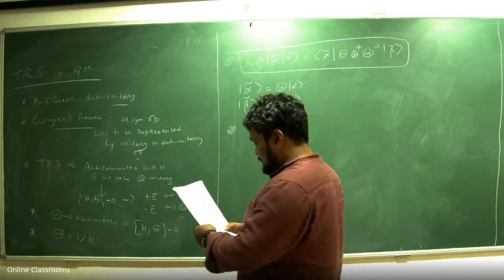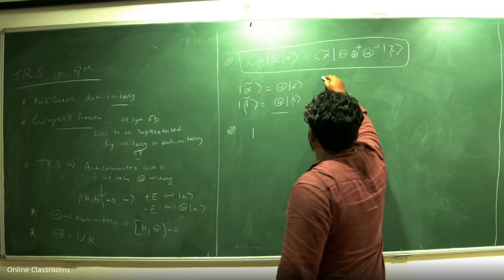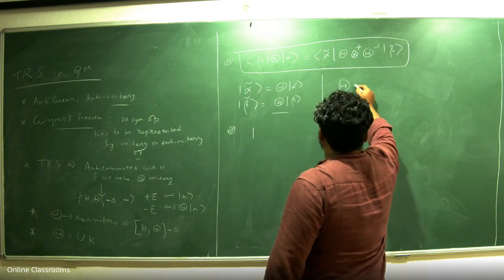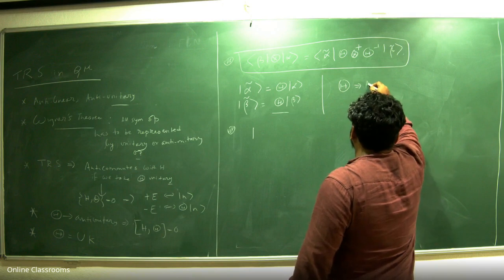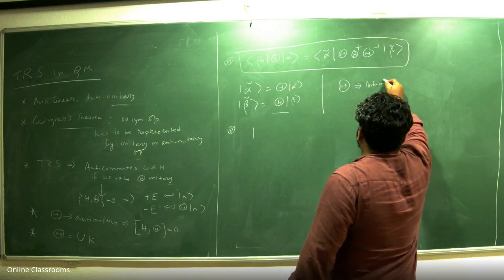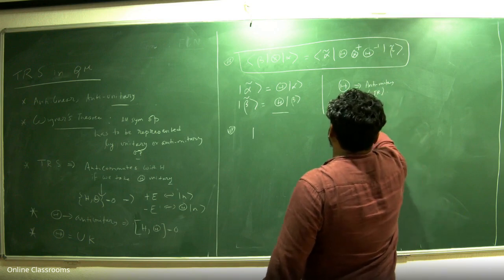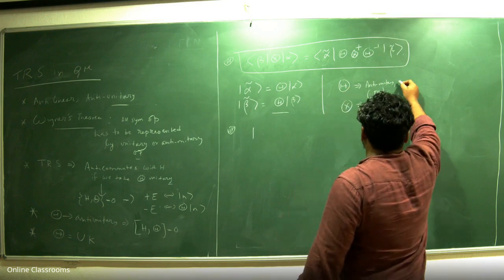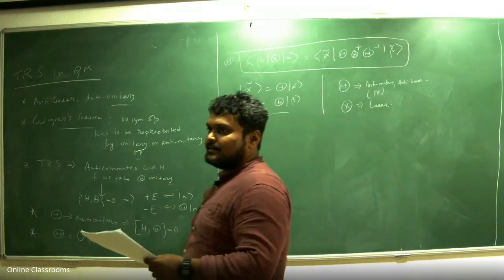Okay, so now let's notice that this theta, capital theta or small theta I just showed here, represents anti-unitary, not time reversal, but this one is linear, the other is anti-linear. This is a regular operator. Okay, this is a regular operator.